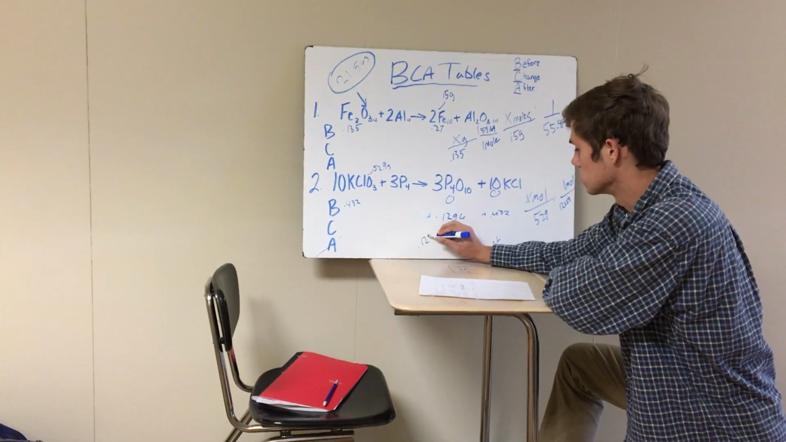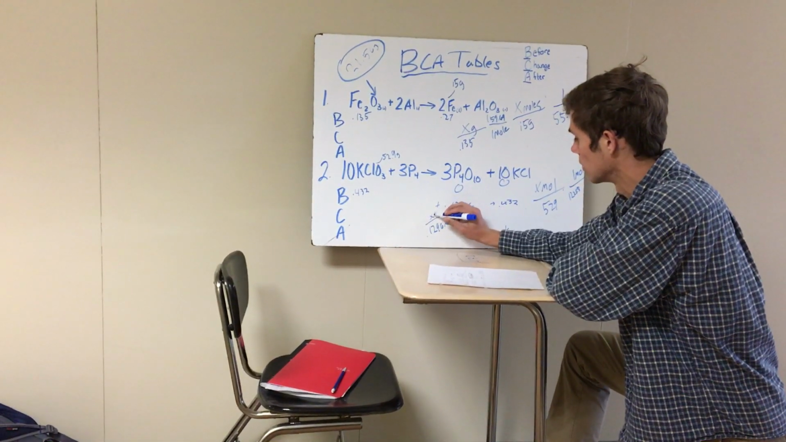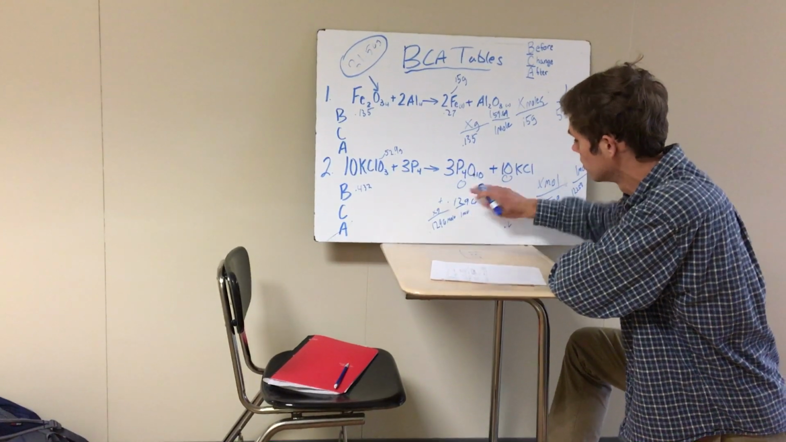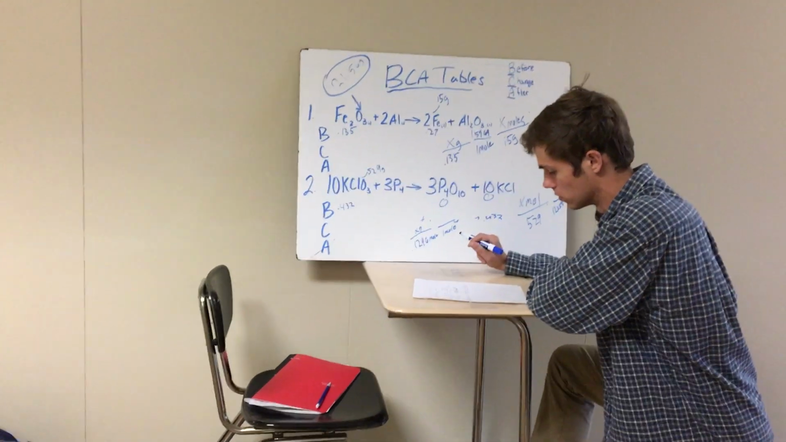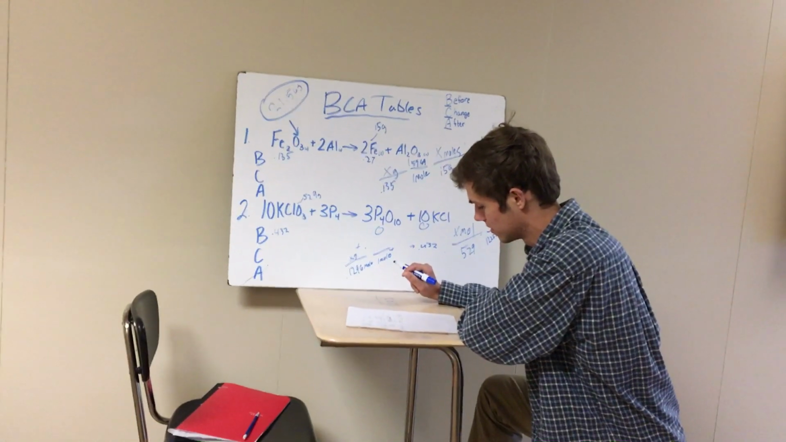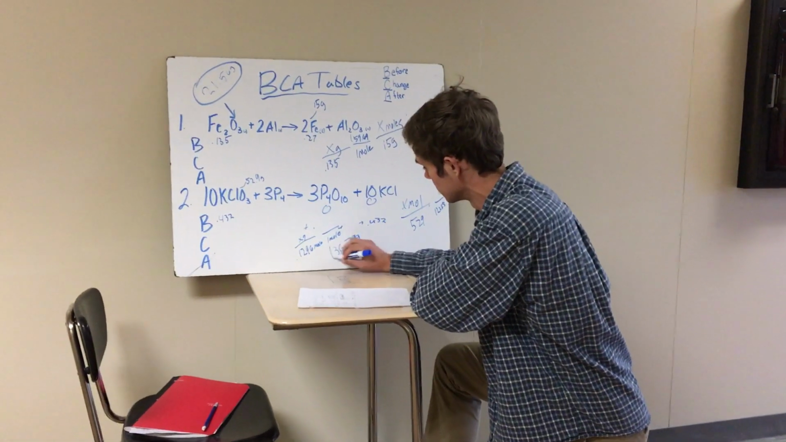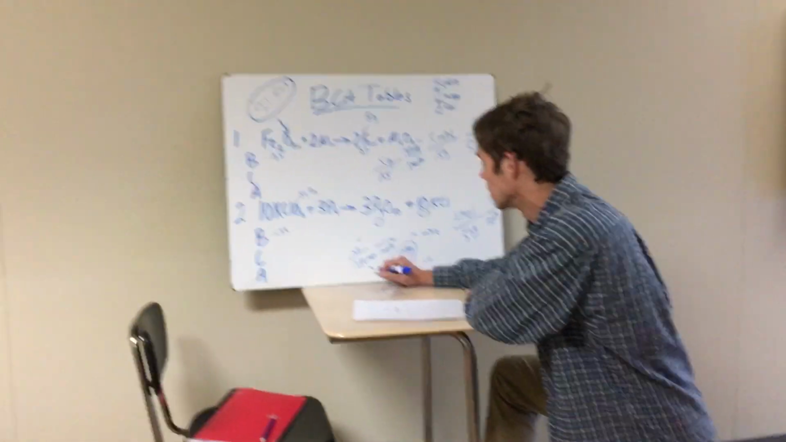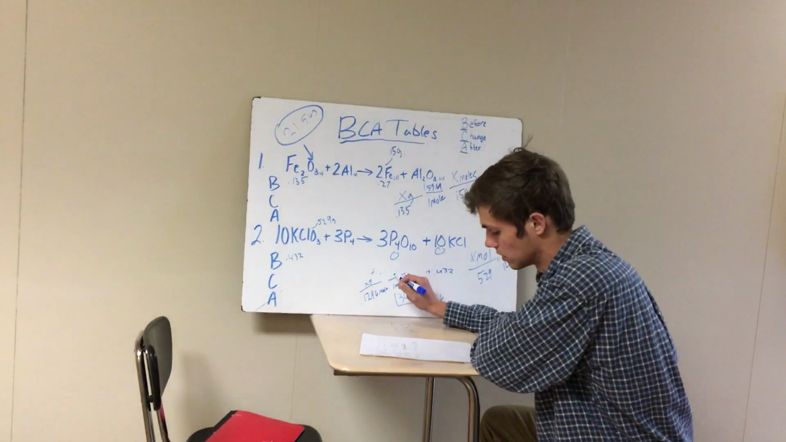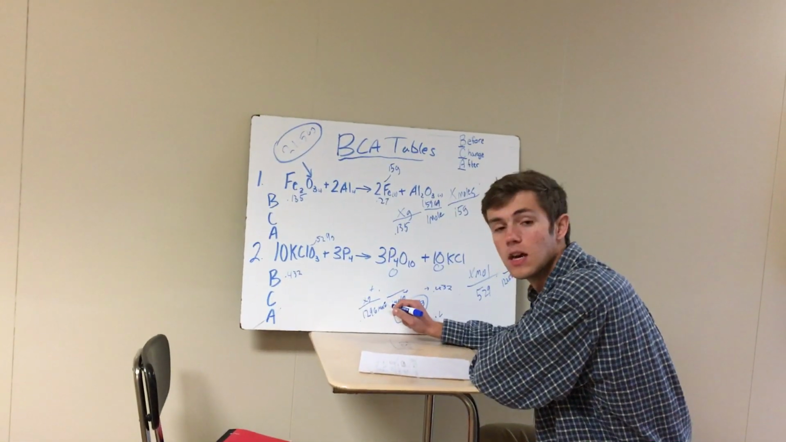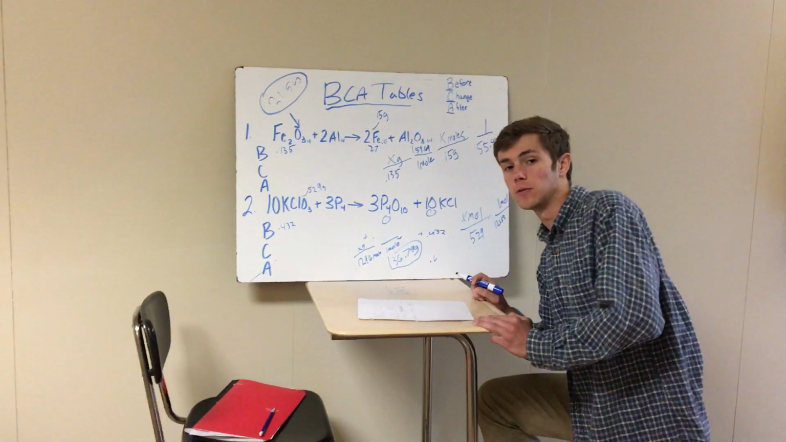0.1296 moles, X grams, 1 mole, equals 36.79 grams. That's your final answer. So once you add up the P4O10, you get the molar mass. You put it in here, and then you times by 0.1296, and you simply just get 36.79 grams. And that's basically a rundown of how to do BCA tables.